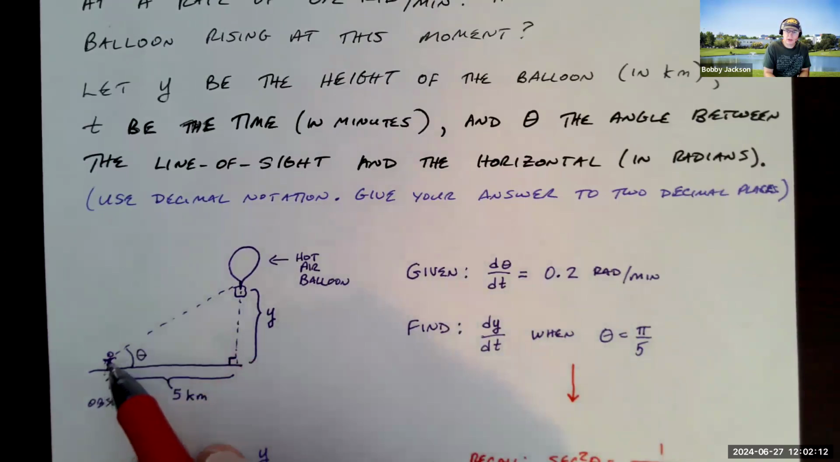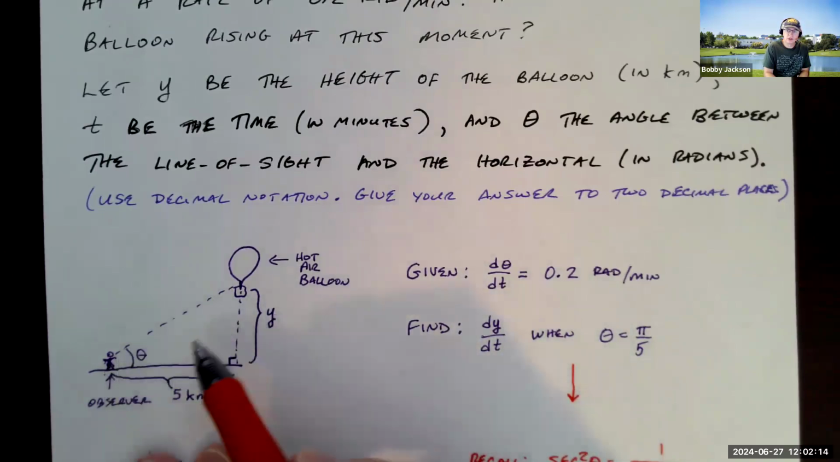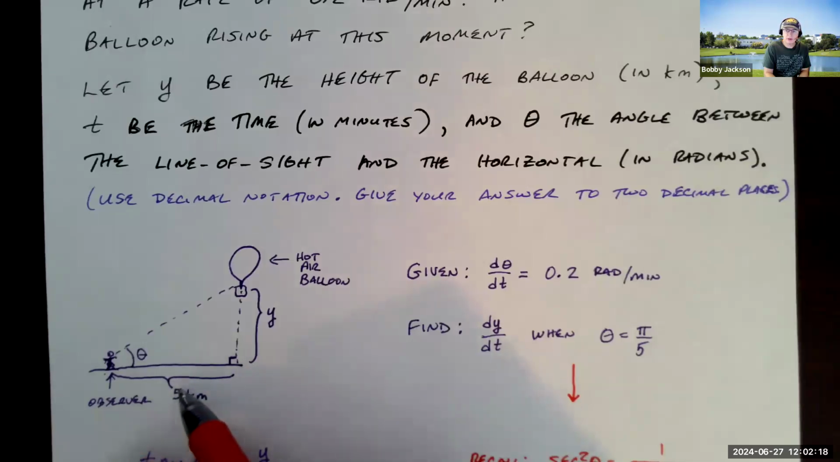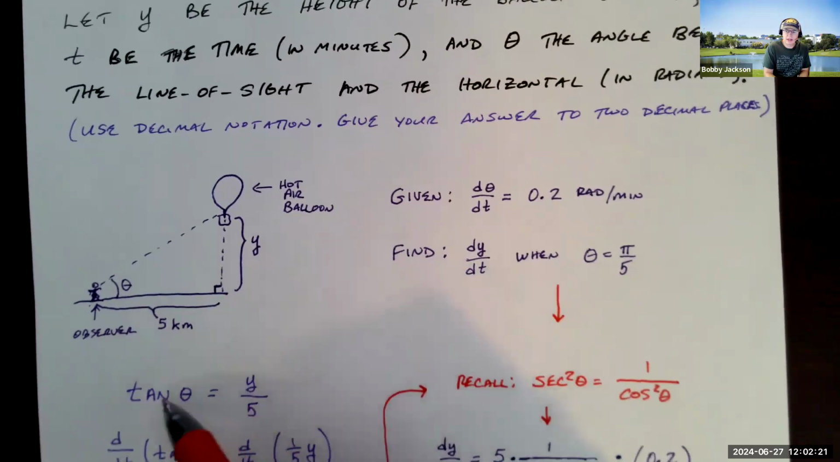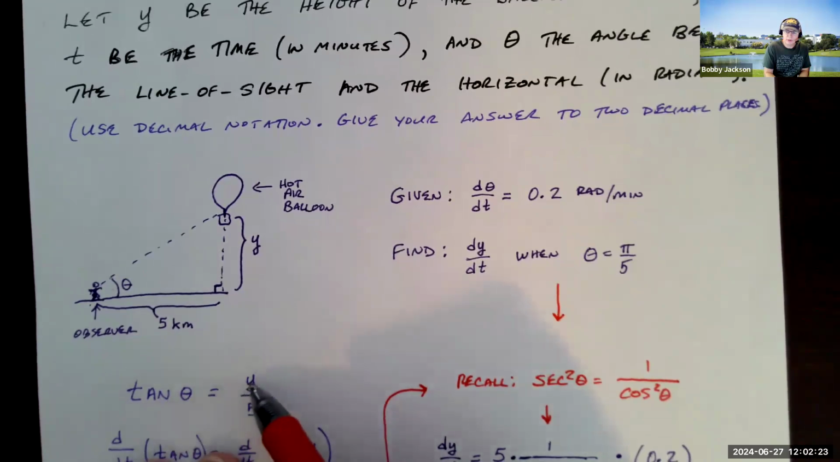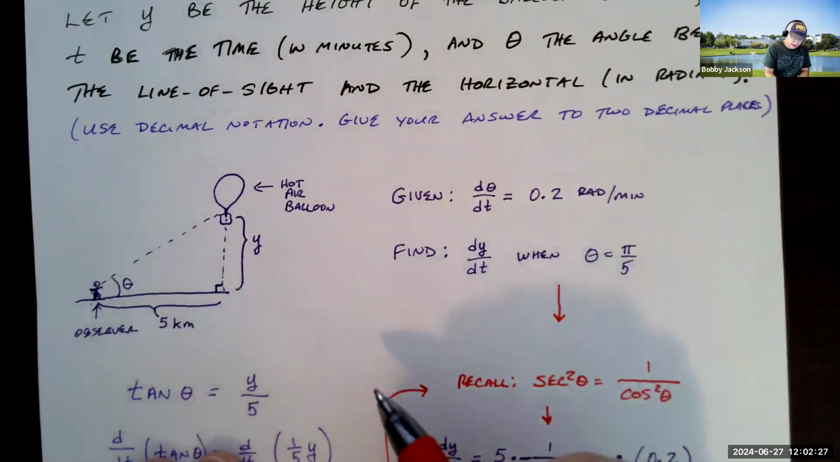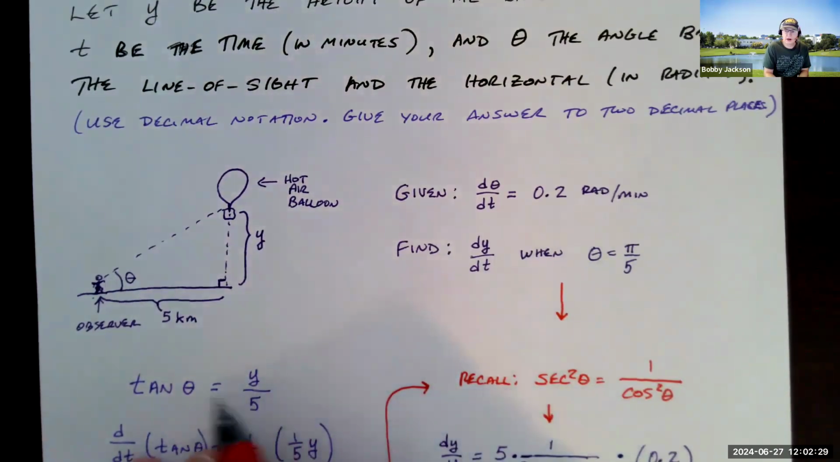What else do we know? Tangent is what? Opposite over adjacent. The adjacent side to our angle is 5 kilometers. And that's what I'm going to use because I think that makes things a lot easier. Tangent theta is opposite over adjacent. Opposite is y, adjacent is 5. Okay, so there's our relationship.